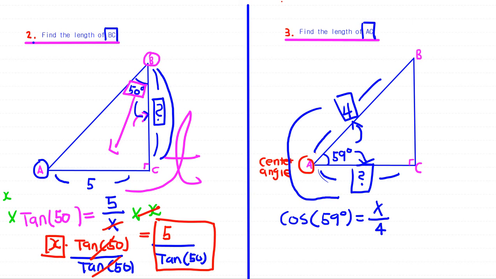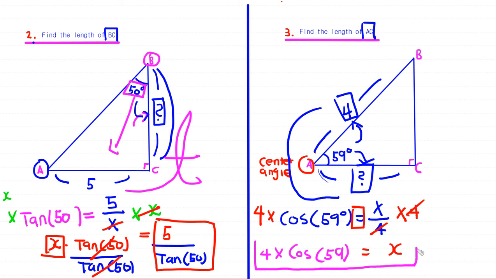We can isolate the x value on the right side by multiplying both sides by 4. The reason I'm multiplying 4 to both sides, not just the right side, is because we want to keep this equal. So the 4 is going to cancel out. On the right side, only the x value is going to be left. And on the left side, it is going to be 4 times cosine of 59 degrees. And we solved the equation right over here.